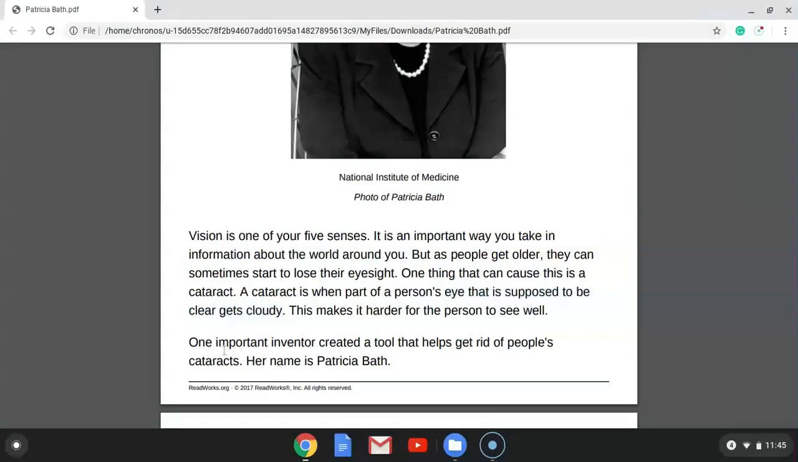Now I'm going to ask you a cause and effect question. What will be the effect or the result for a person that has cloudy eyes? If your eye is cloudy, what will be a problem for that person?